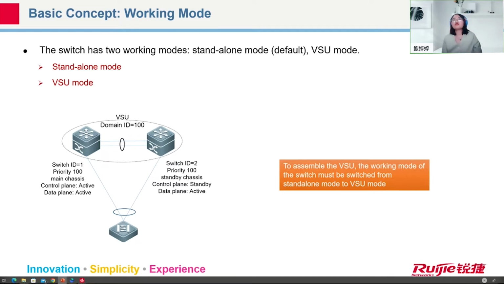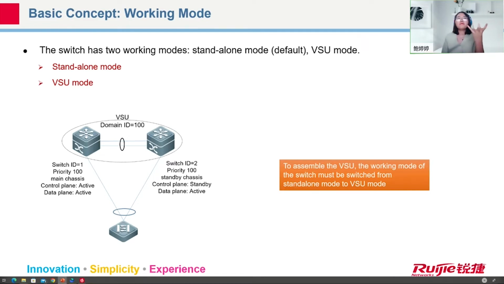Okay, and if the device supports the VSU function, then the switch will have two working modes. One is standalone. This is the default mode. That means if you give the power and use the cable to connect them with each other, they will work alone. These are independent devices. Each will have its own MAC address table, and if it is a layer 3 switch, it will have its own routing table. But if you want to use the VSU function, you have to change the mode to VSU. Later I will show you the command to change it.